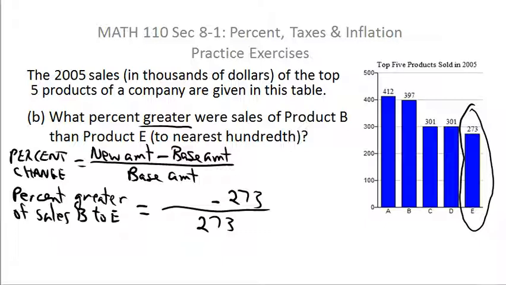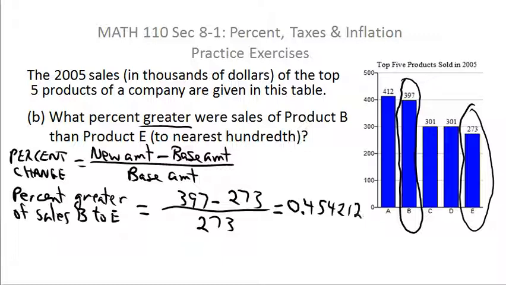So the new amount is the product that you're comparing to E, and that's B, so that would be 397. Now remember, a percent change, whether it's increase or decrease, will always be the difference of two things on top divided by the base amount. So it's the new amount minus the base amount divided by the base amount. If you do that on your calculator, you will find that it comes out to be 0.454212. Make sure you take enough decimal places so that when you change it to percent and round it off to the nearest hundredth, you will still have your accuracy.